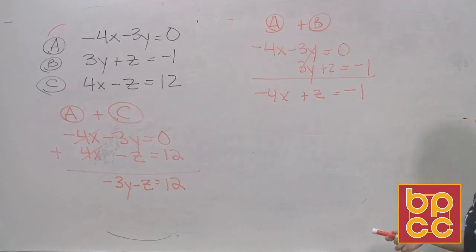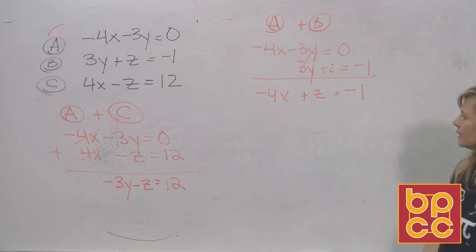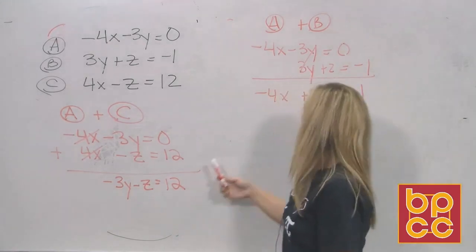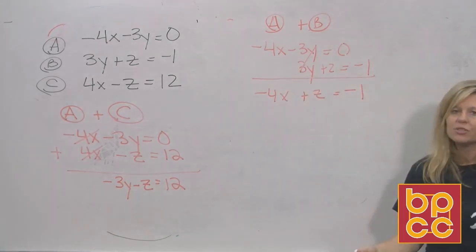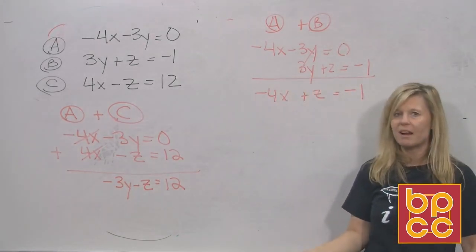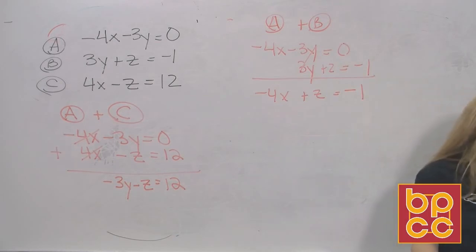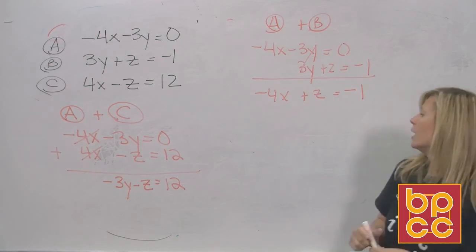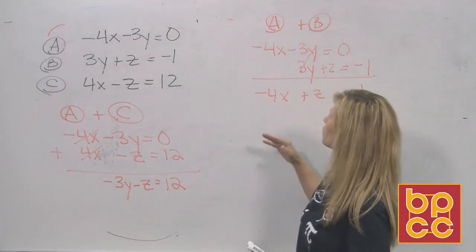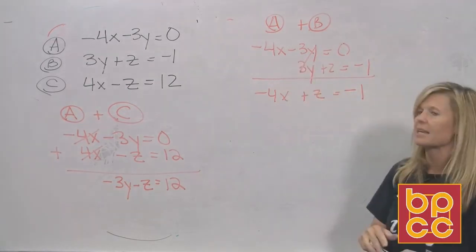Now, everybody look closely. We're going to have to do something. Do you know what we're going to have to do? Well, this has a y and a z, and this has an x and a z. So do you see you have to eliminate the same variable? If you do not eliminate the same variable, you won't get the same result. So that didn't work. This is not going to work because we're not able to eliminate the same variable.